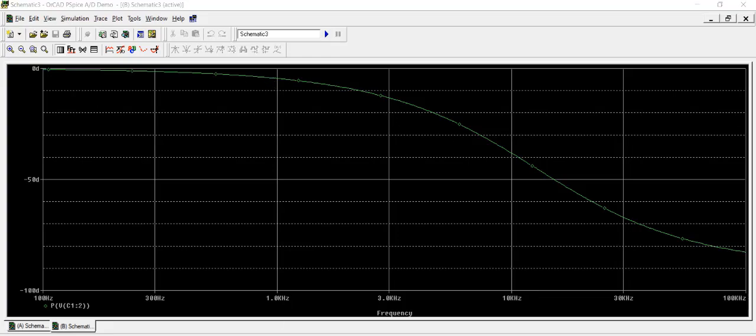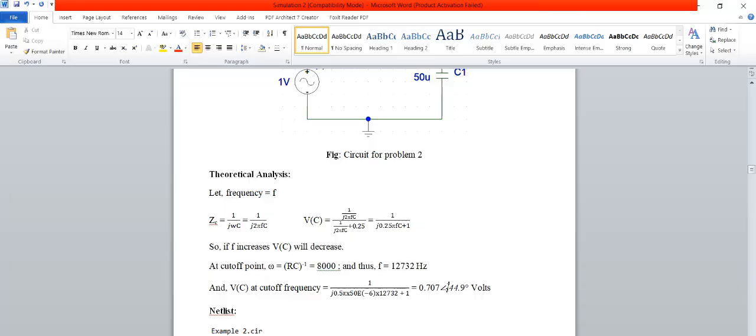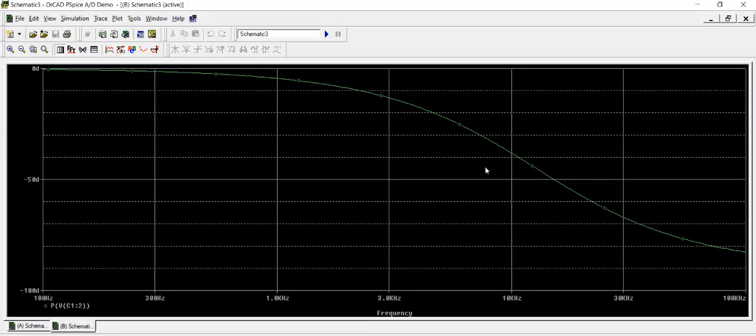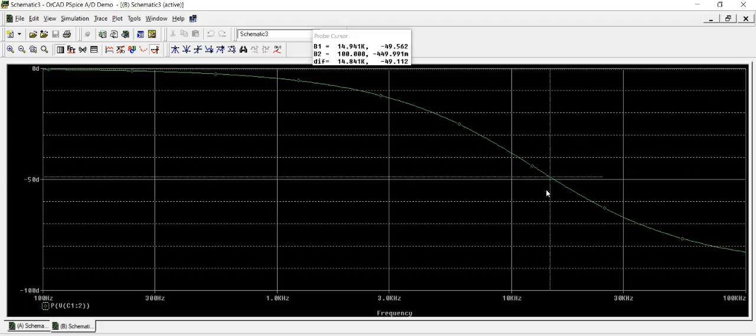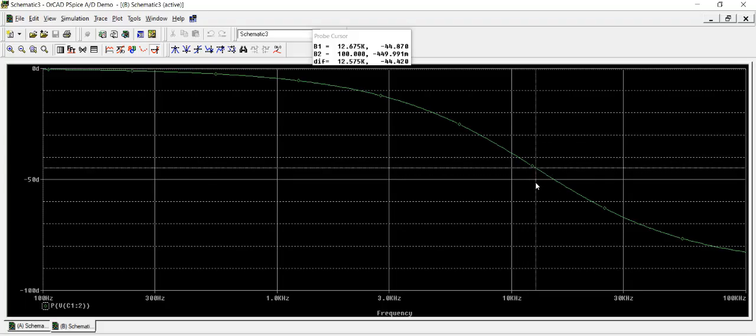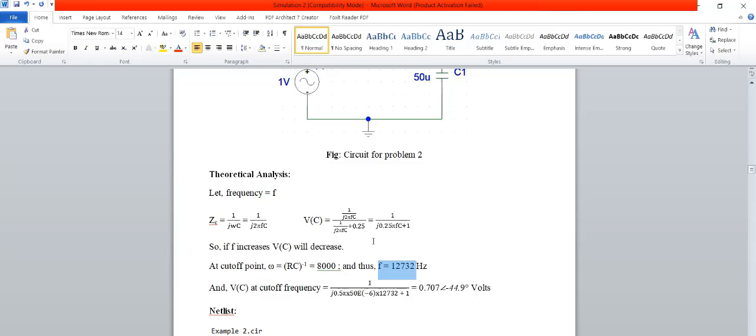Now in our calculation, we have seen that our phase value is minus 44.9 at the cutoff frequency. So let us select the minus 44.9 point again. Go to the toggle cursor and select this and choose the minus 44.9 point. Okay, this is almost minus 44.9. This is minus 44.870. So at this point our frequency is 12.675. Also this is almost the same as our cutoff frequency. So according to our voltage magnitude and angle, both cases satisfy our cutoff frequency.